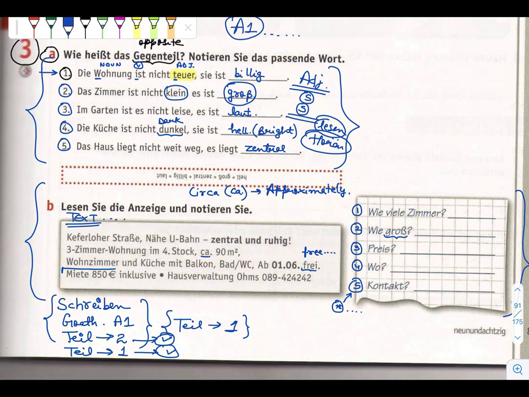Miete means rent. 850 euro inklusive. Hausverwaltung means house management. And the number is given. Okay.